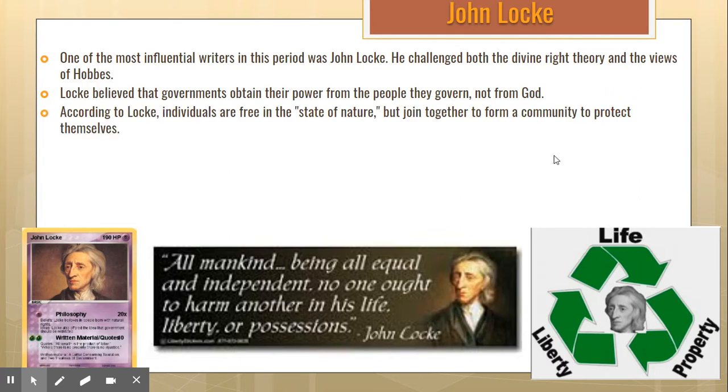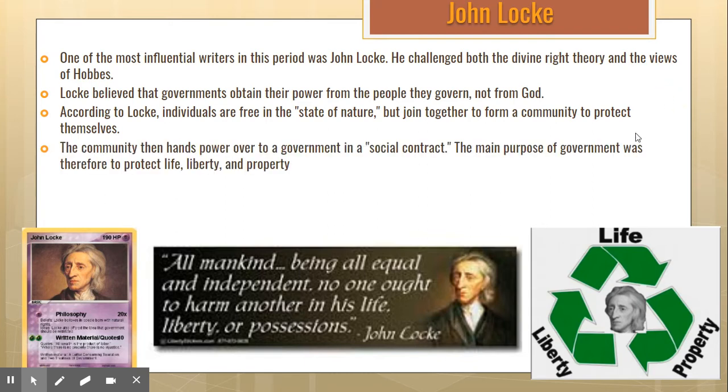So according to Locke, individuals are free in a state of nature, but they join to form a community, like early on a village, to protect themselves, which is true. The community then hands over power to this government, and they have a social contract with the government. So the main purpose of the government was therefore to protect life, liberty, and property.